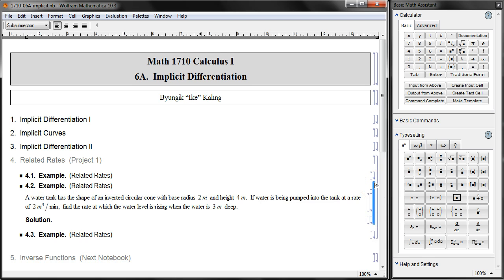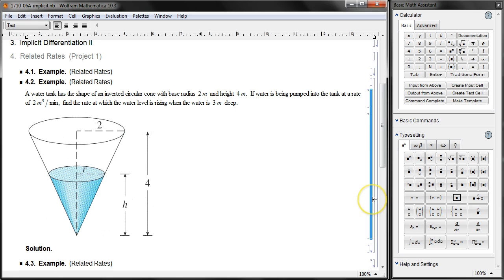A water tank has a shape of an inverted circular cone with a base radius 2 meters and height 4 meters. In fact, a picture is provided here. If water is being pumped into the tank at a rate of 2 cubic meters per minute, find the rate at which the water level is rising when the water is 3 meters deep.